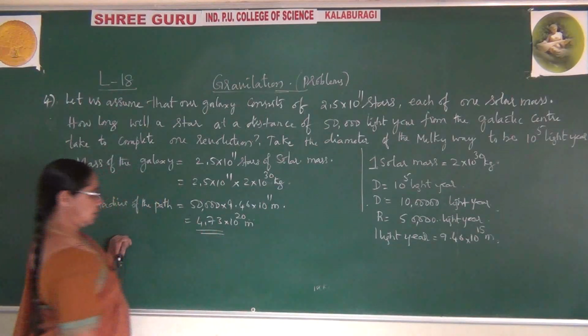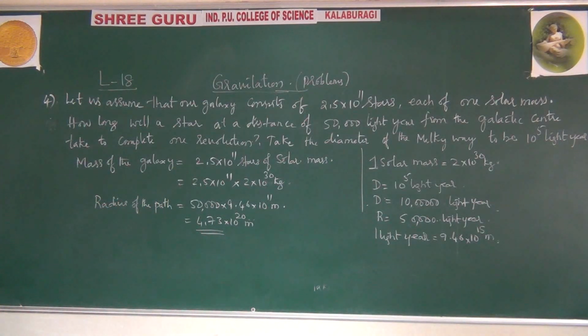This is what you get: 4.73 into 10 raised to 20 meter. Now you have to calculate for what? Take the diameter of the Milky Way, then how long will the star take, for this distance. You have to calculate the time period. Nothing but the time period you have to calculate.